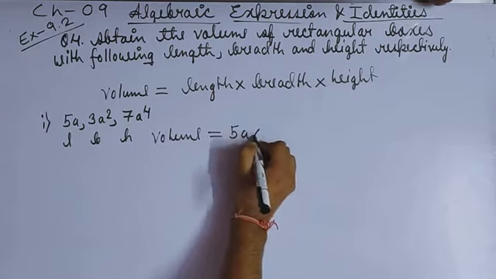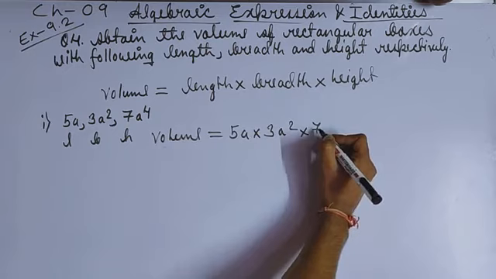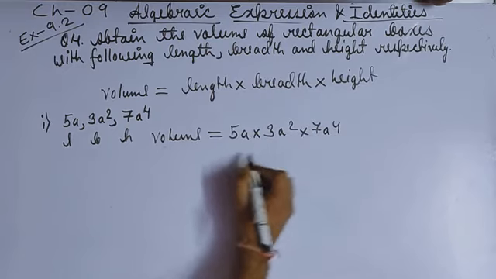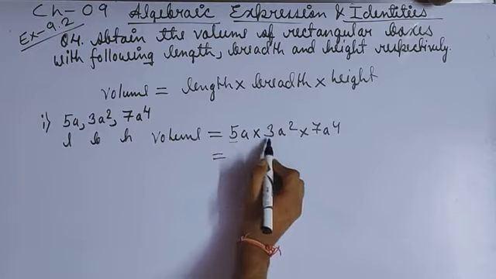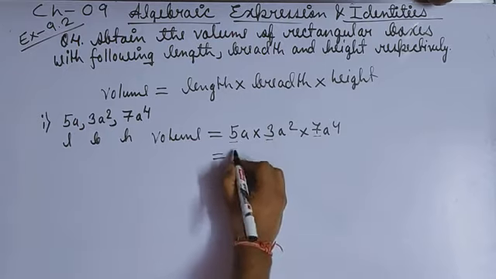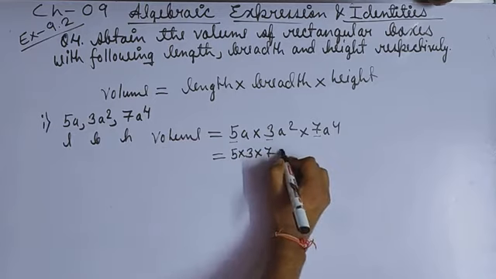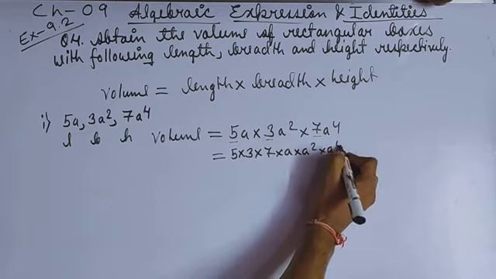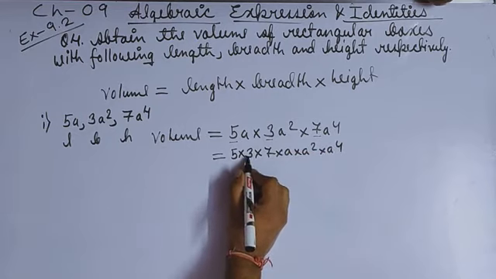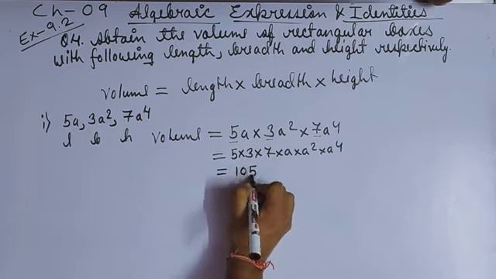5a multiply 3a square multiply 7a to the power 4. So first of all what we will do? We will multiply the numbers. Numbers को multiply करेंगे. This is 5 multiply 3, then multiply 7. So this will be 5 multiply 3 multiply 7, and then a multiply a square multiply a to the power 4. So this 5 multiply 3 is your 15. 15 multiply 7 is your 105. So number is coming 105.